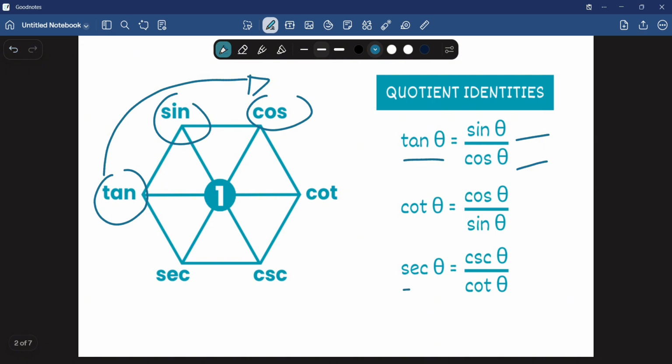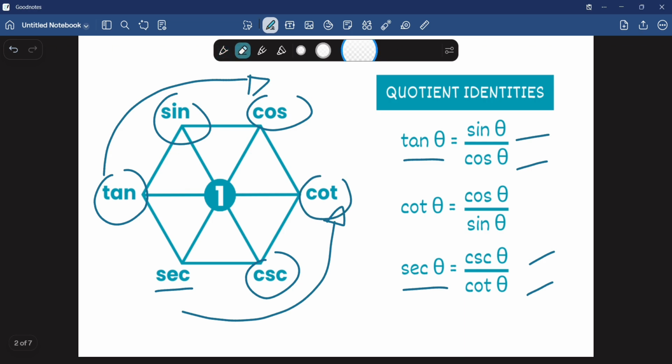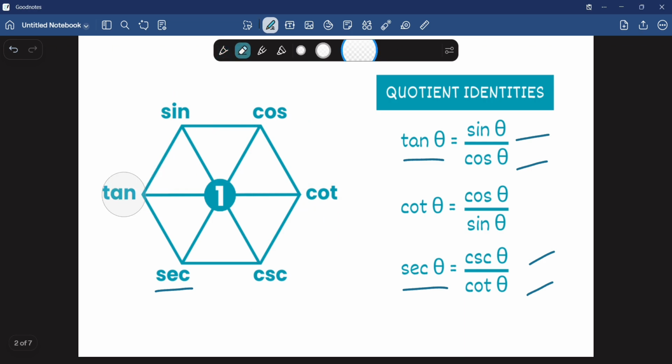Another example is the quotient identity secant theta is equal to cosecant theta over cotangent theta. Using the Magic Hexagon, rotate a line and we can already prove the identity secant theta is equal to cosecant theta over cotangent theta.